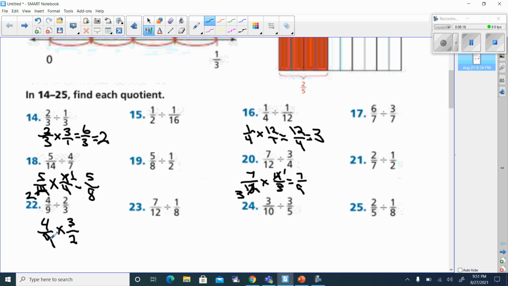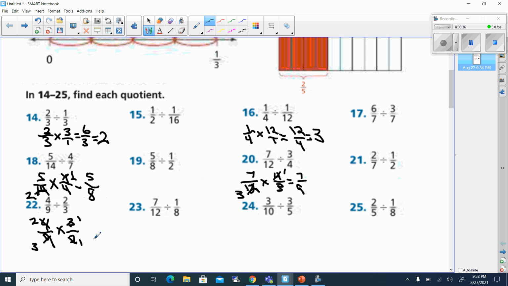Well, we see that 9 and 3 are both divisible by 3. 3 divided by 3 is 1. 9 divided by 3 is 3. And 4 and 2 are both divisible by 2. 2 divided by 2 is 1. 4 divided by 2 is 2.